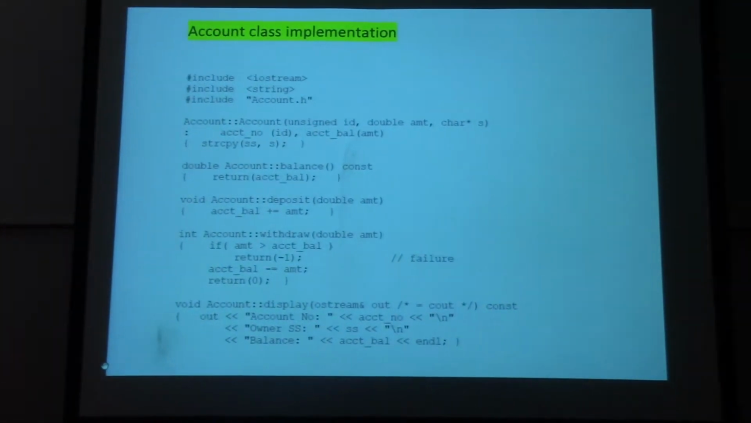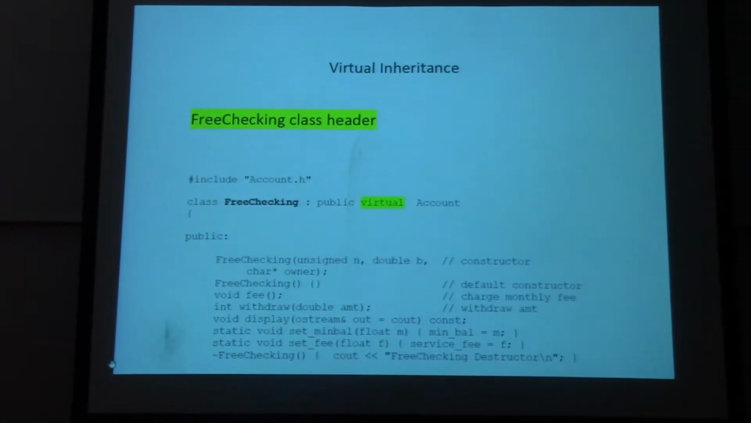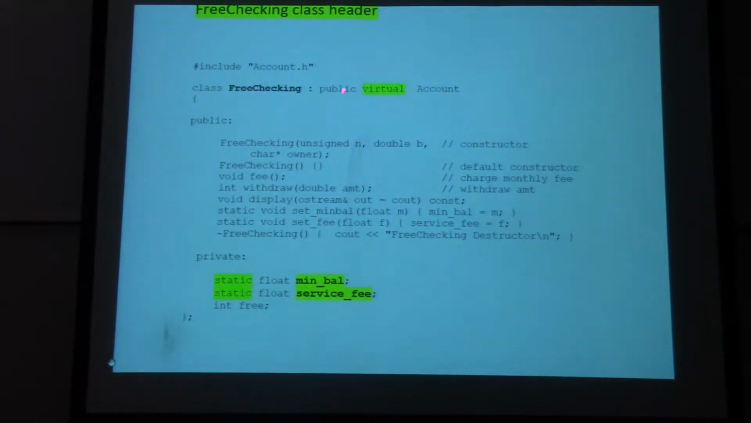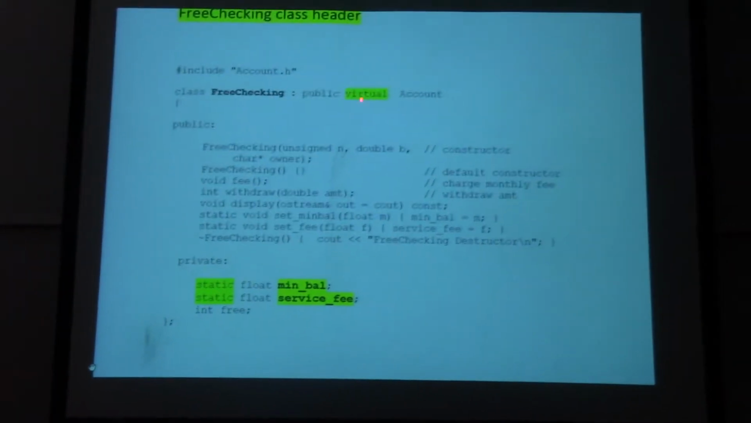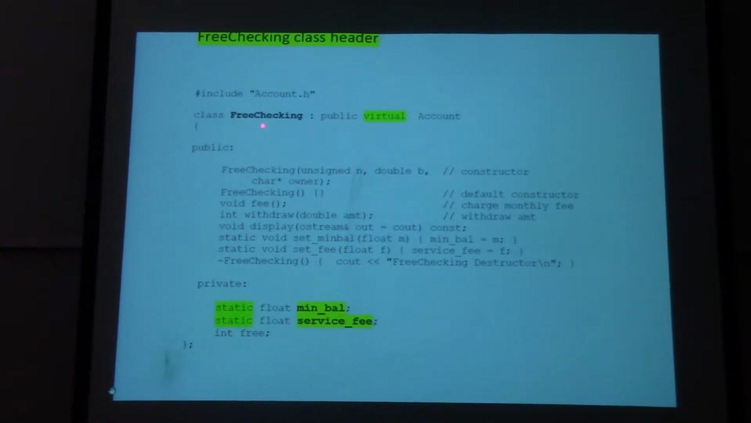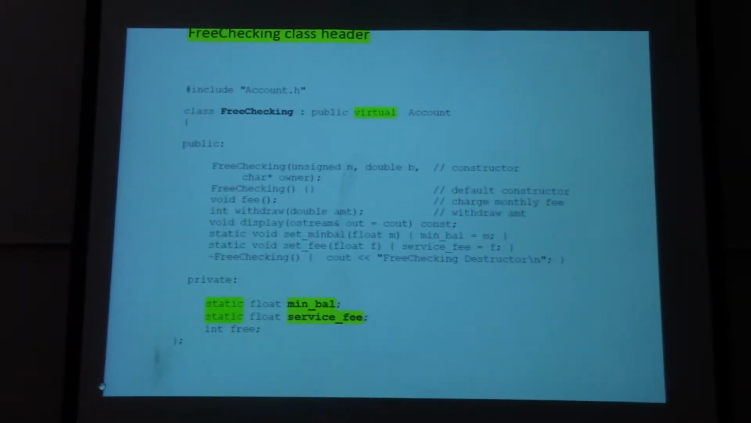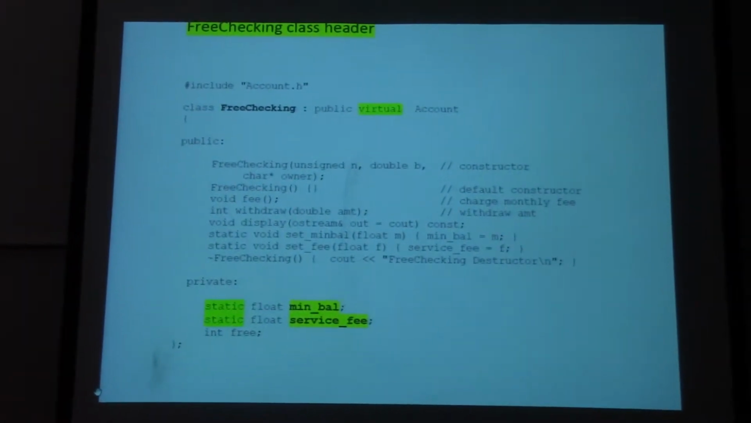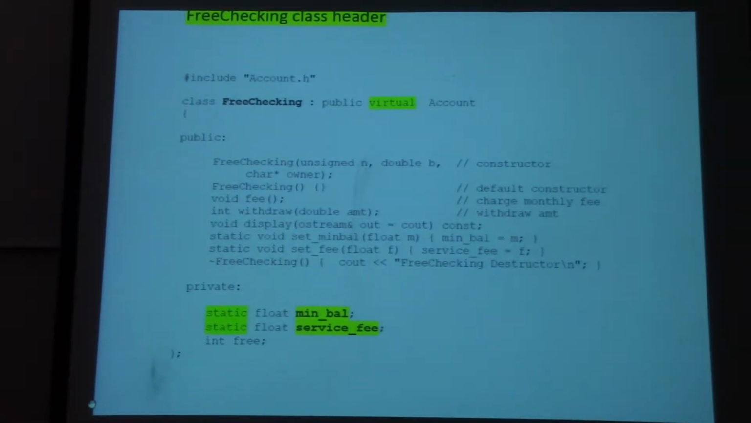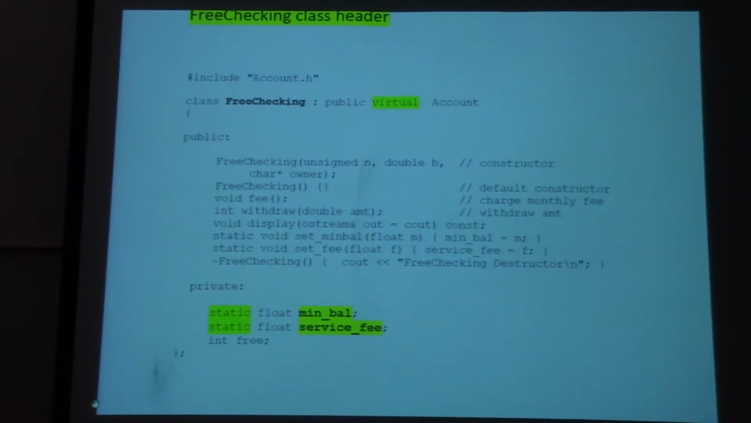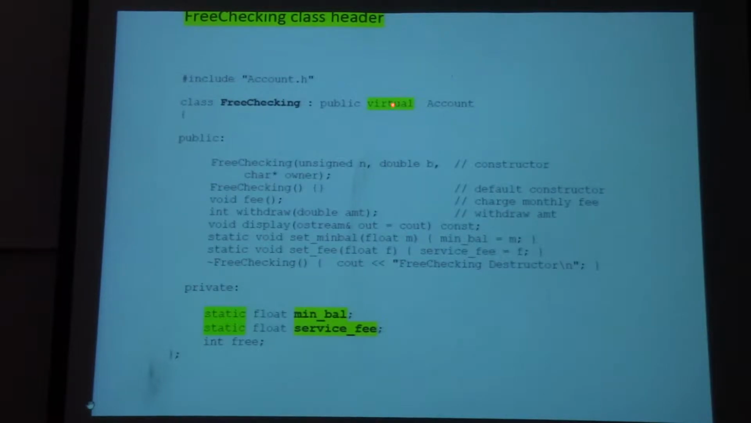So that's the implementation. Now, we talked about this free checking class, so basically this is a public virtual. Now this is very interesting. Class free checking, public virtual account. This is a whole new virtual. This has nothing to do with the virtual methods. This is saying that the inheritance is virtual.